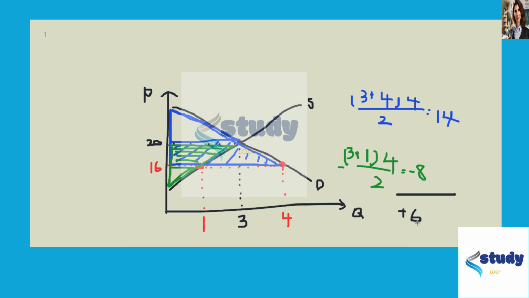So this 6 is just the difference between these two shaded areas. So the benefit brought by international trade is the triangle here. So we can see that the area of this triangle is indeed like the bottom is 3. 3 times 4 divided by 2 is actually 6.